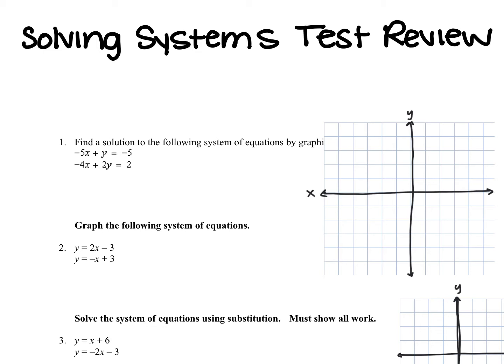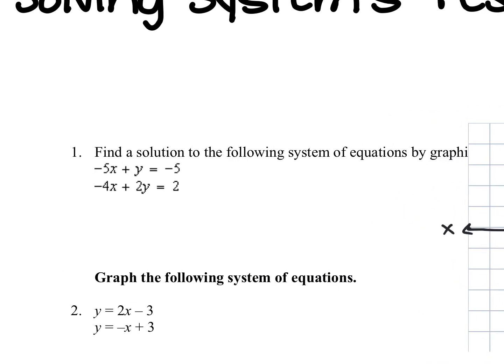The first two questions that we're looking at, we are solving the system by graphing. For number 1, it gives you negative 5x plus y is equal to negative 5. For this one, we're just getting y by itself. So we're going to move the negative 5x over by adding it to both sides. We're going to add the 5x over, and we have y is equal to 5x minus 5.